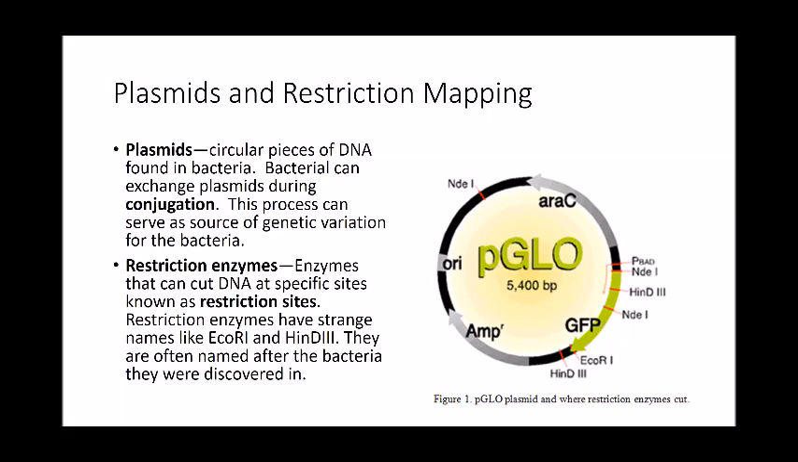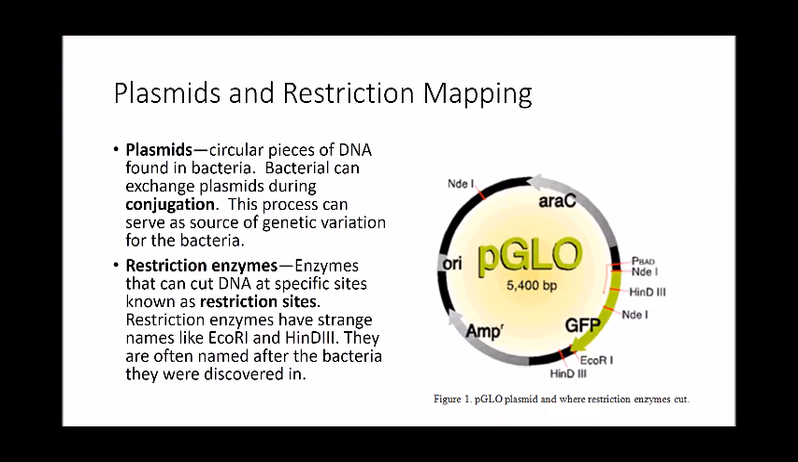This is Matt Dean with A+ College Ready, and today we're going to talk about plasmids and restriction mapping. Plasmids are circular pieces of DNA found in bacteria. Bacteria can exchange plasmids during conjugation. That's where they hook together and exchange genetic information.